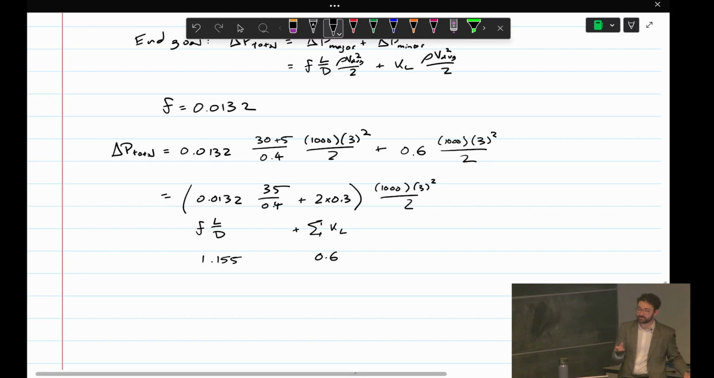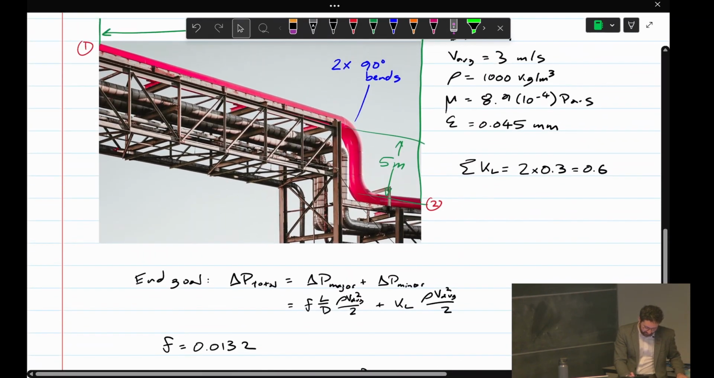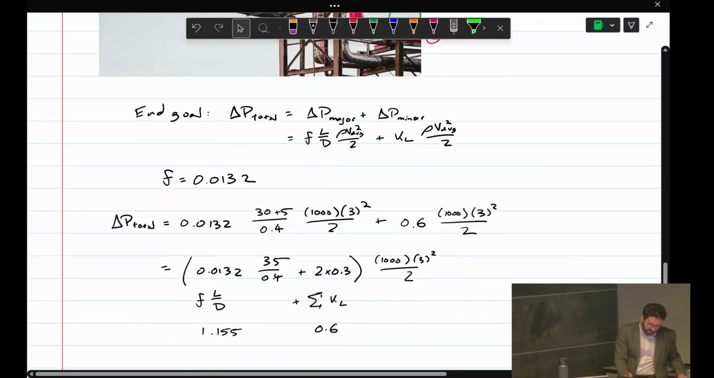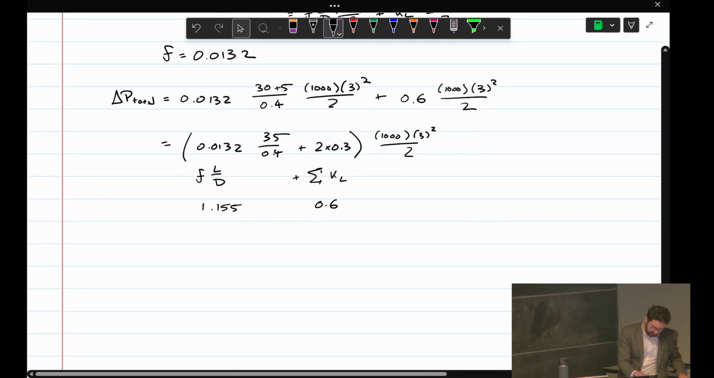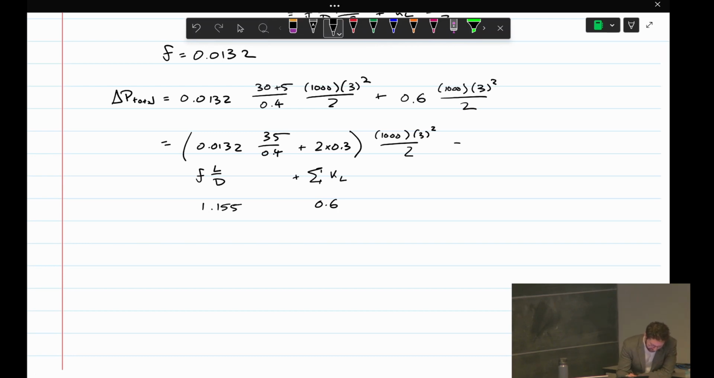So this isn't that long of a section of pipe. So the minor losses are sort of comparable. They're still smaller than our major losses, but this isn't very long. So we have to account for minor losses, or we would underestimate the pressure loss through this. So the total here is 7.9 kilopascals.